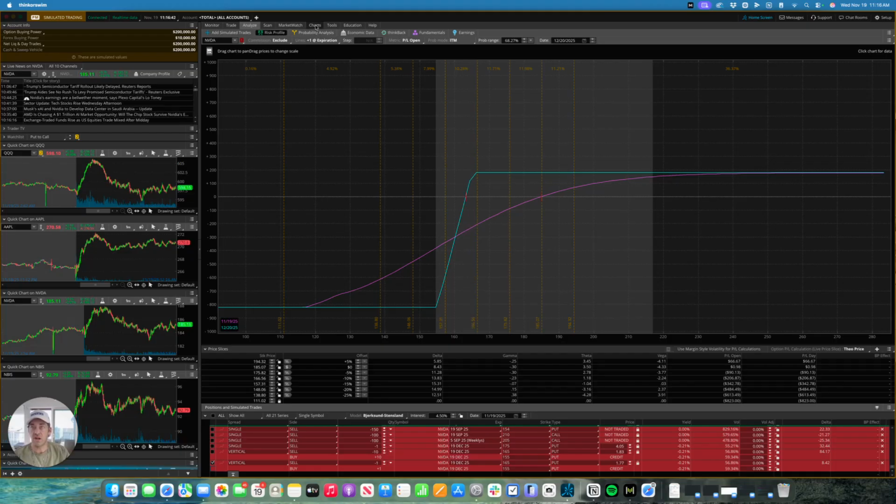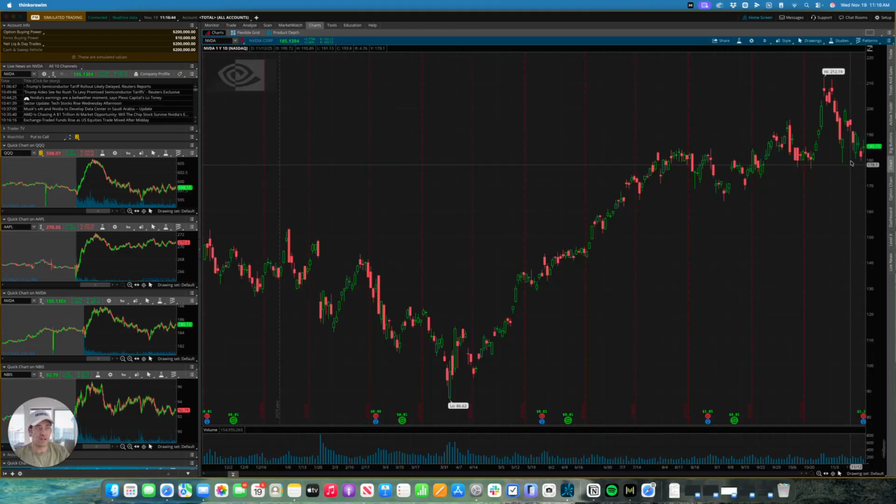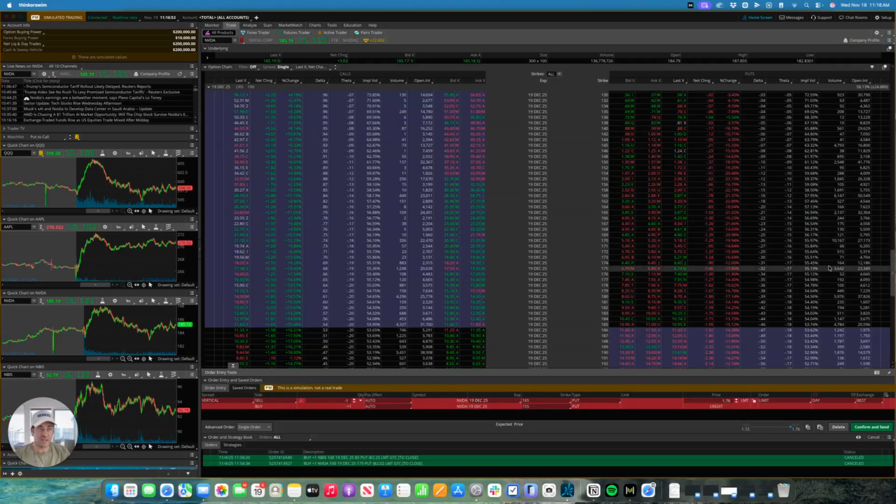Now let's pull up the chart and see what's going on with NVIDIA. I mean, you can see here, that's a pretty big jump. And that's because earnings are tomorrow. And so you can see the implied volatility here.